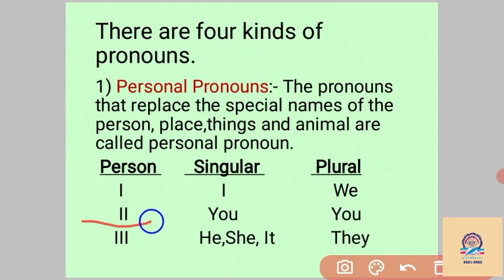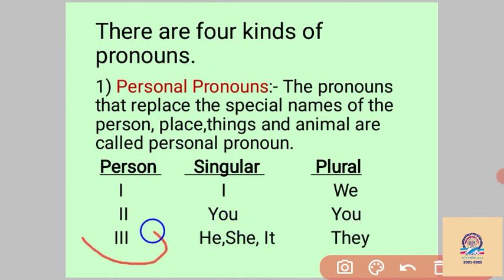Then the second person is the listener, the one to whom we are talking. If the teacher is speaking, the teacher is the first person and the students are the listeners. So the students are the second person, and for that we use you, and for the plural also you. Whether the listener is one or more than one, the pronoun is the same: you.